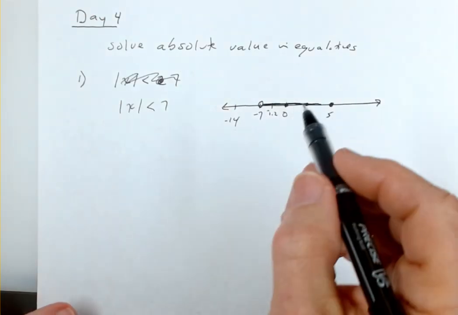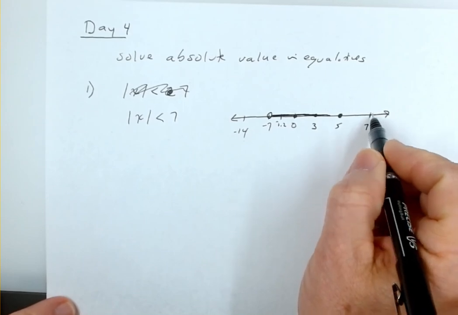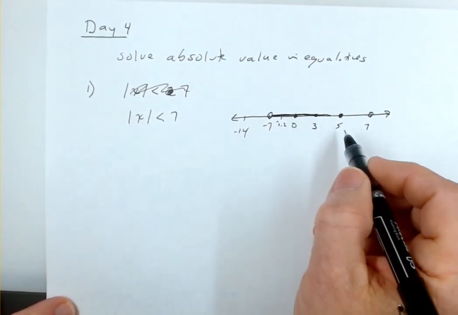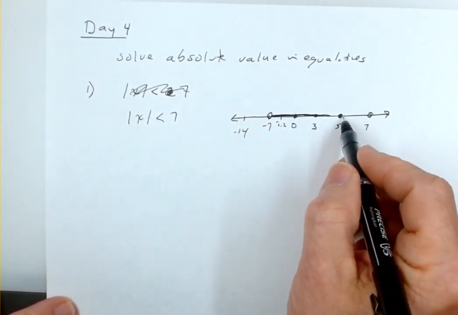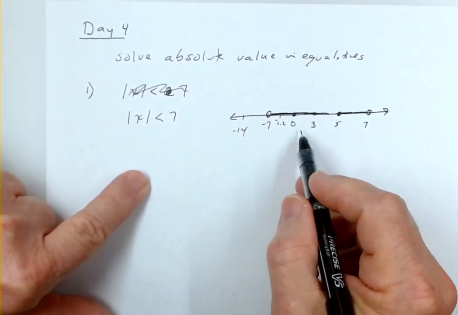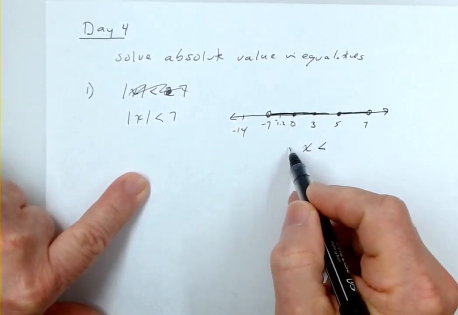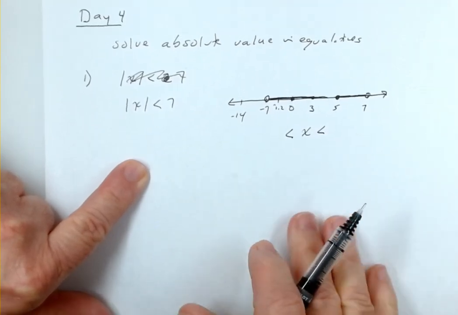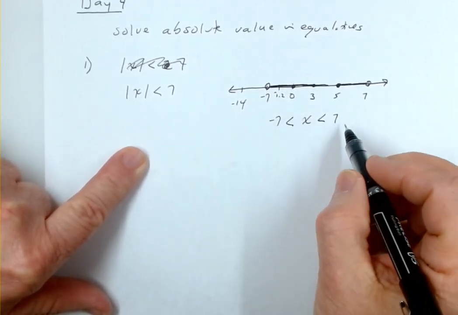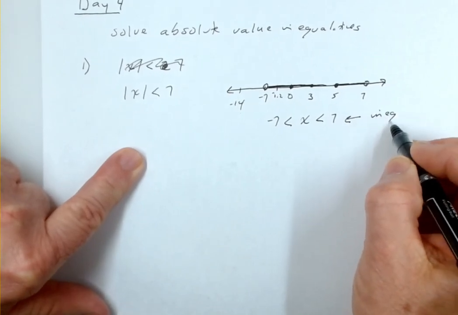And the solutions are from -7 all the way to what? +7 with an open circle, because the absolute value of 7 is 7, and 7 is not less than 7. 7 equals 7. So when you look at this in terms of an inequality, I can indicate that all of my solutions are between what two numbers? -7 and +7. So that is your solution set in terms of an inequality.